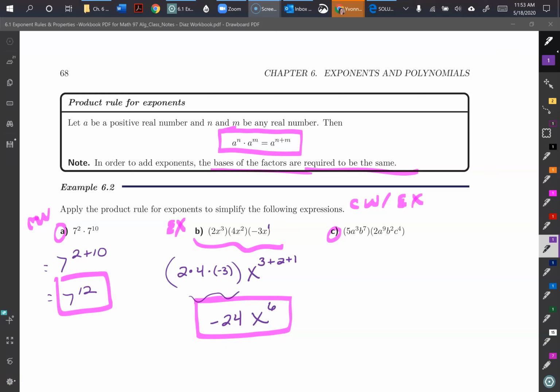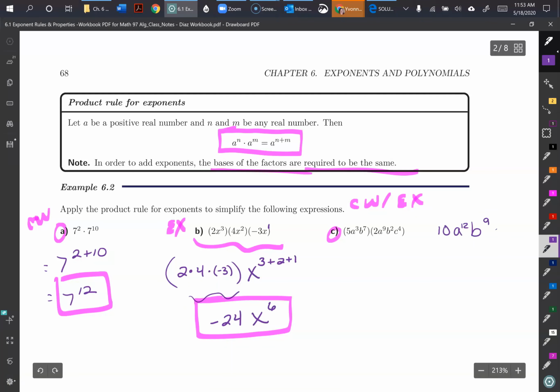Okay, so the answer for C should be 10, a to the 12th, b to the 9th, c to the 4th. And if you got that, then you can just skip through this part and move on. That's awesome. If not, follow along with me. Again, I'm going to group these, 5 times 2, these coefficients, and then I'm going to lay out my bases. So I have an a, I have a b, and I have a c. Now I have to look at the exponents attached to them. I'm going to be multiplying. Again, don't distribute anything.